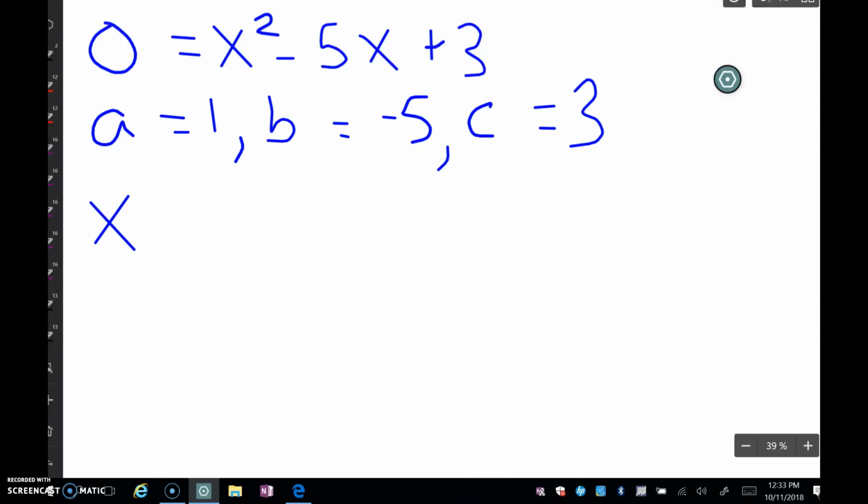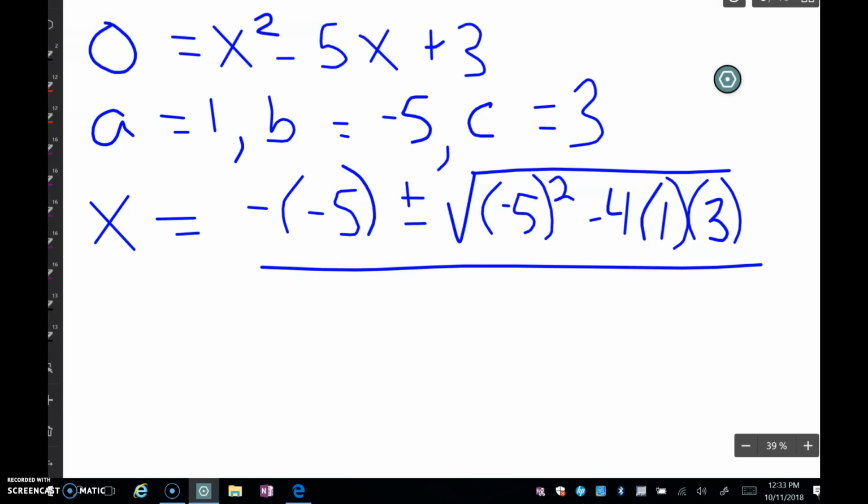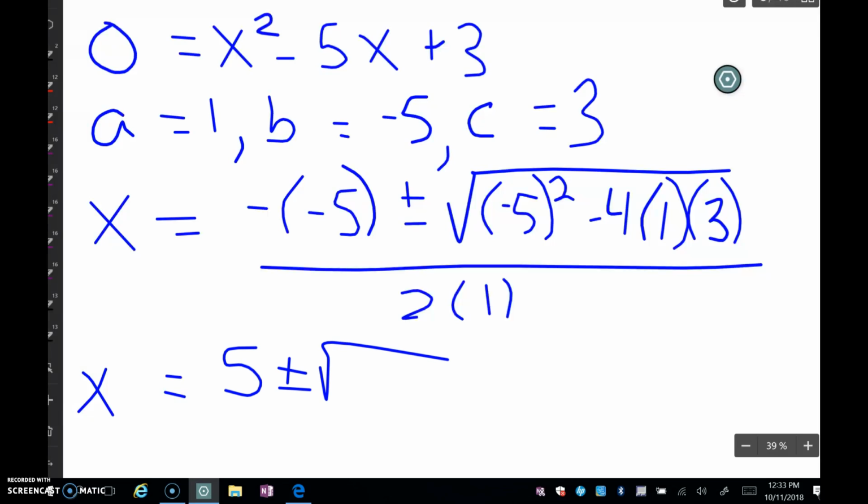And if I put that into the quadratic formula, remember that's x equal negative b, so negative 5, plus or minus the square root of b squared, so negative 5 squared, minus 4ac, so 4 times 1 times 3, all over 2a, so 2 times 1. And I'll simplify that. So it looks like I'm going to get positive 5 plus or minus the square root of, let's see, 25 minus 12 is 13 over 2.